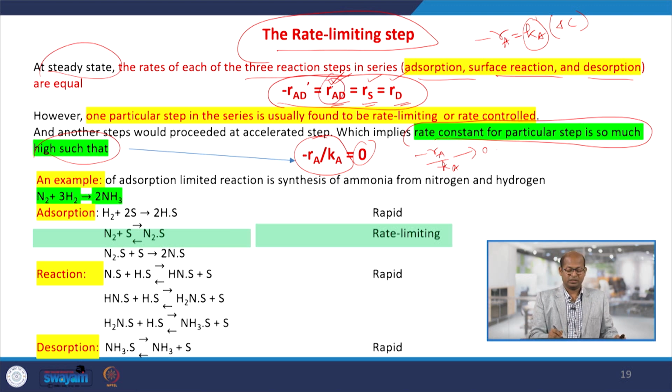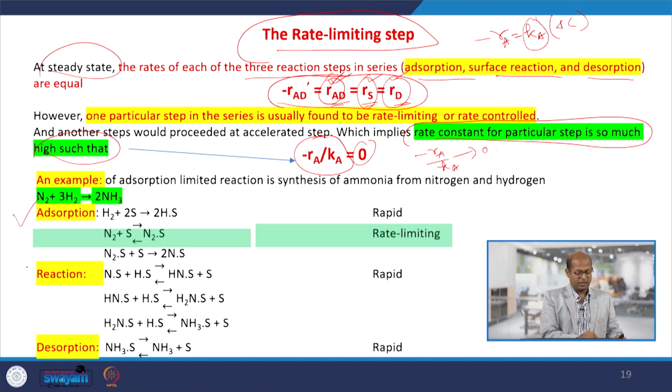First we will consider adsorption as the rate limiting step, next we will discuss the surface reaction, and then the rate of desorption as the rate limiting step. We do not know which one it is, so considering each reaction we will develop the corresponding rate equations. That is now our task.